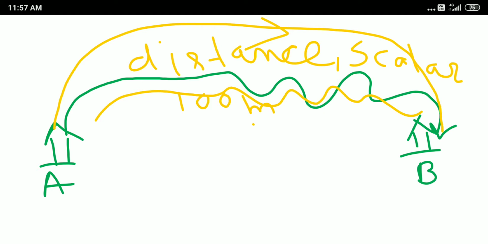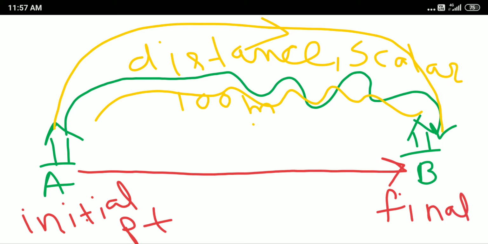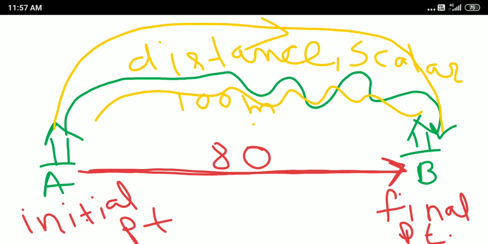But if we join house A to house B by a straight line, we are starting our journey from A, so it will be considered the initial point. And we are reaching house B, so it will be considered the final point. And the initial and final points are joined by a straight line. So it does cover some distance, but it is clear that it will have a smaller distance. Why? Because any straight line will have less distance as compared to any curved line. So let us suppose that this distance between A and B is 80 meters. We can compare this 80 meters is shorter than 100 meters.